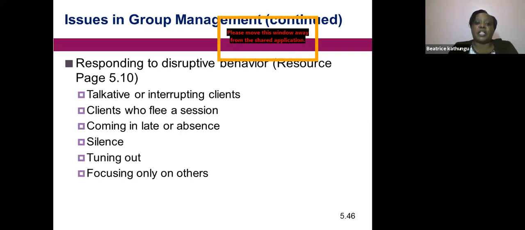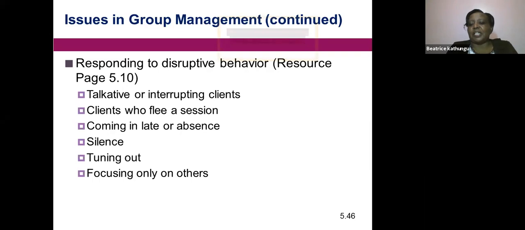Sometimes you have clients who flee a session. They could flee physically, so they don't show up, but they could also flee in their mind. So they are sitting there, but they seem absent-minded. Sometimes we draw their attention to it. For example, you can say something like, Moses, I noticed today you're seemingly quite overwhelmed by what's running through your mind. Now, you have made a point to that client without being offensive, without accusing them. Maybe you can say, would you like to share what's running through your mind? Something like that. Some others will come in late or be simply absent. Then there are those who will be silent.